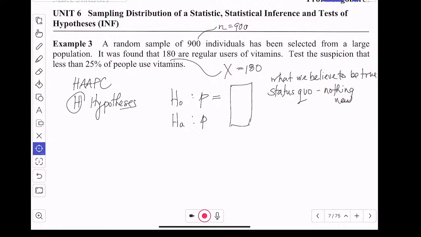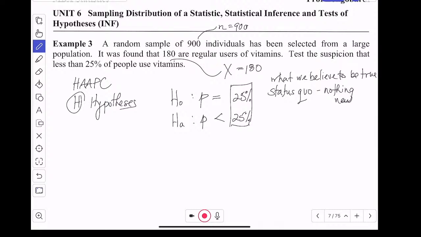The way I'm showing you to do this, in the null, you can only put an equal sign. So the only thing I can test is the suspicion against 25%. Because whatever I put here, I also put above. And this one has to be an equal sign. So the status quo belief will be that 25% of people use vitamins regularly. And we're going to test that they don't.